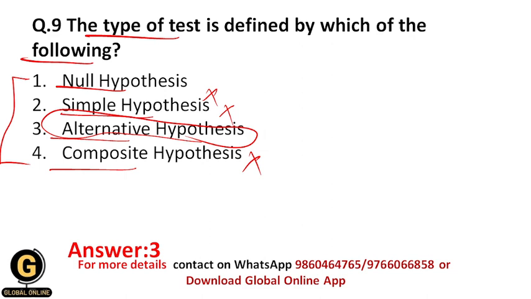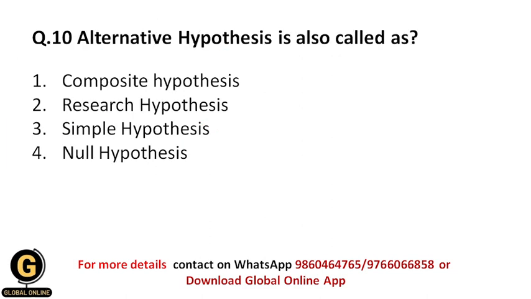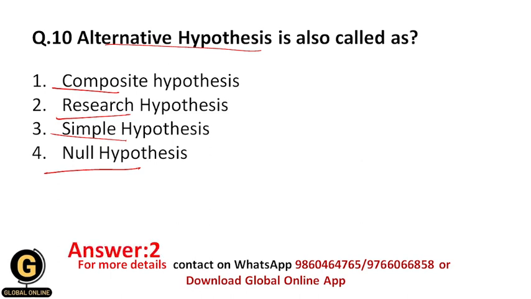Okay, now next is alternative hypothesis is also called as. So what is the different name for alternative hypothesis? Whether it is composite hypothesis, research hypothesis, simple hypothesis or null hypothesis. As I have told you earlier in this video, alternative hypothesis is also called research hypothesis, and that's why the correct answer is 2, that is research hypothesis.